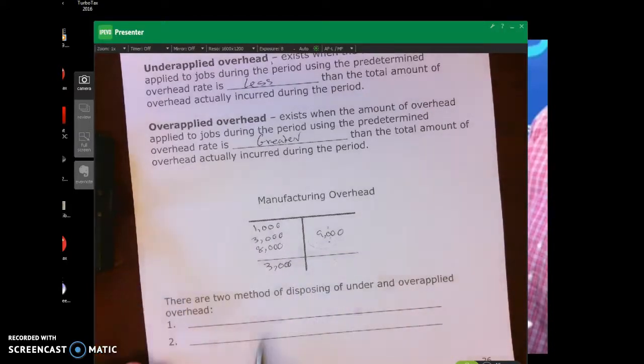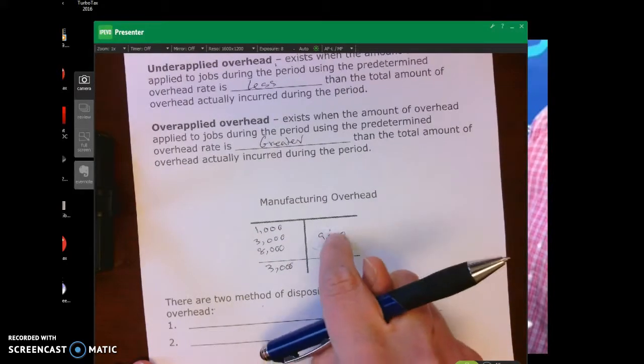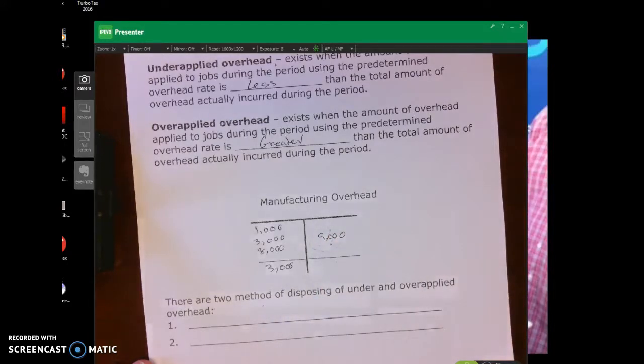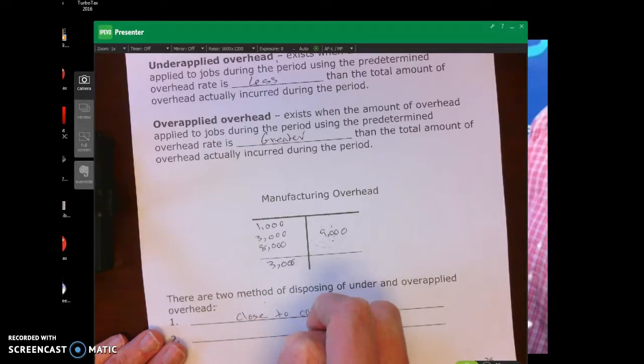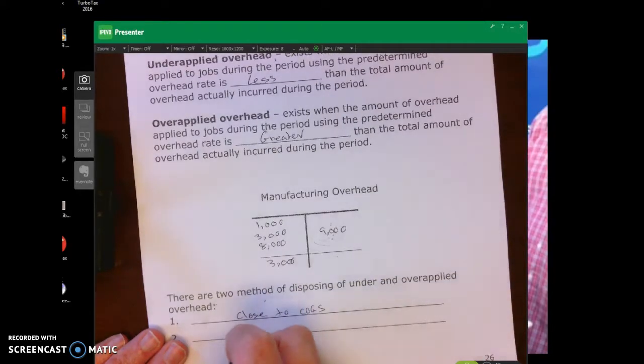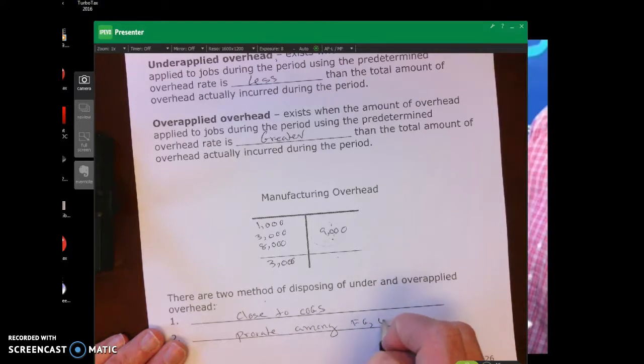So again, what we're actually going to have to do at the end of the accounting period, typically the end of the year, is a journal entry to get rid of this. So basically, zero out this manufacturing overhead. There are two methods. The first one is to close to cost of goods sold. The second one is to prorate among finished goods, WIP, and cost of goods sold.